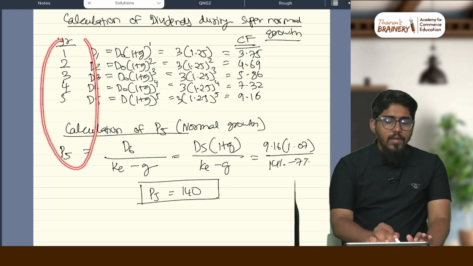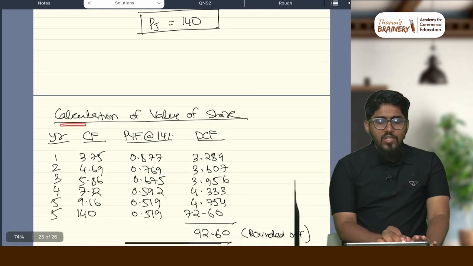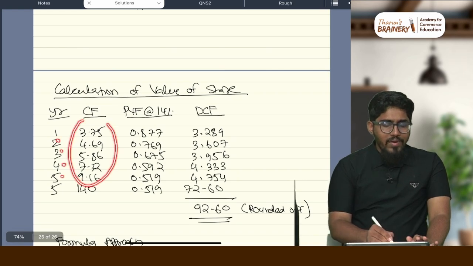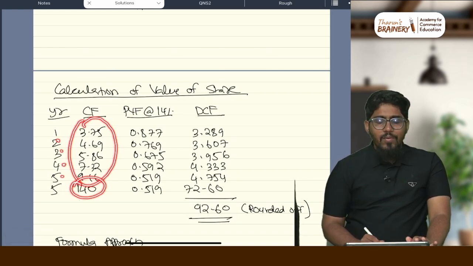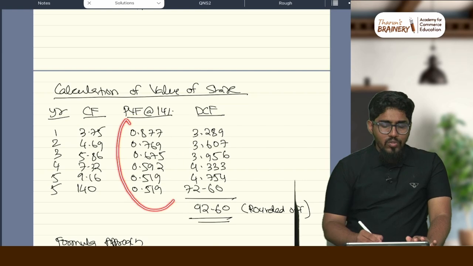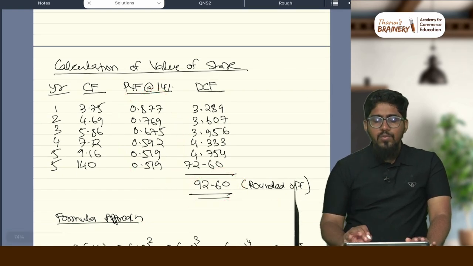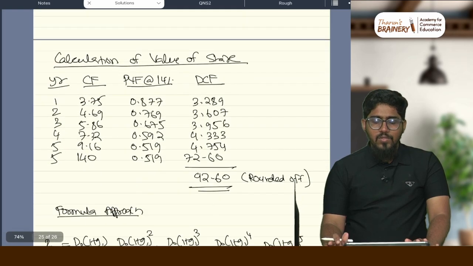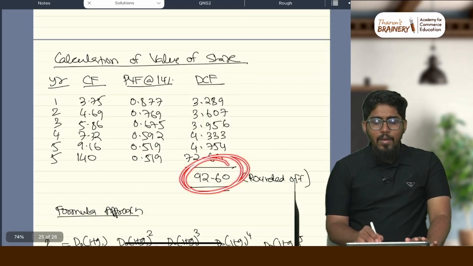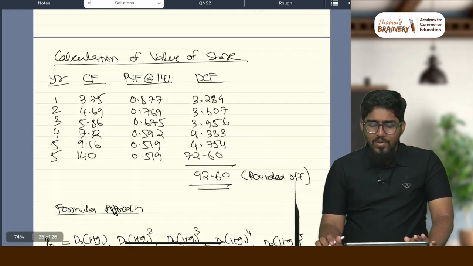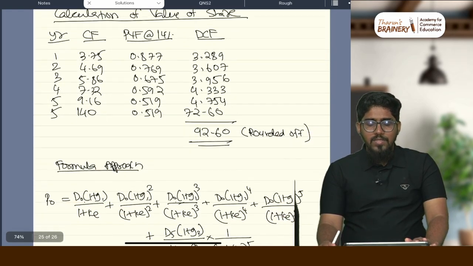So all the cash flows I know, just discount. Calculation of the value of the share is nothing but discounting. So 1, 2, 3, 4, 5, all the 5 dividends and the 5th year 140. You just do the present value, you will get 92.6 as rounded off. So this is the price of the share. Are you all with me? So this is the answer. Approximately 92.6 rupees is the price of the share.